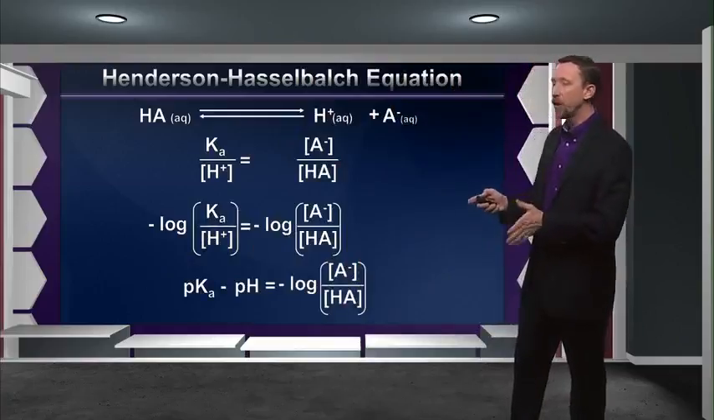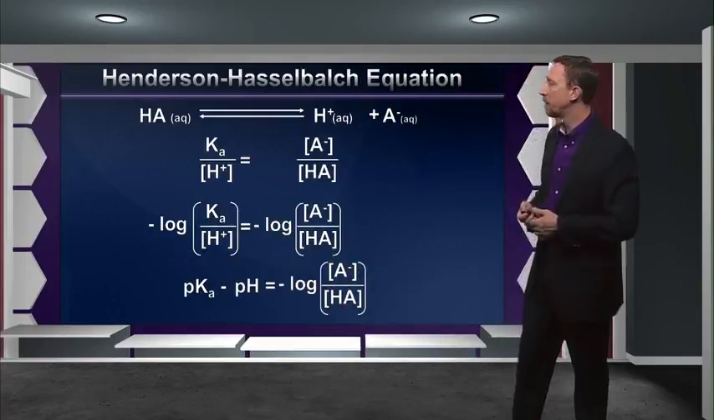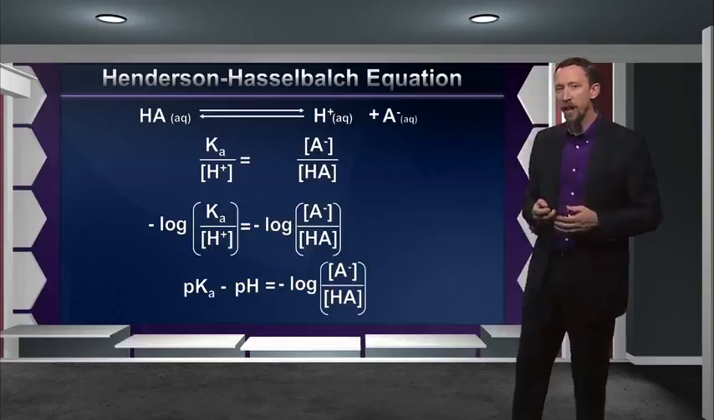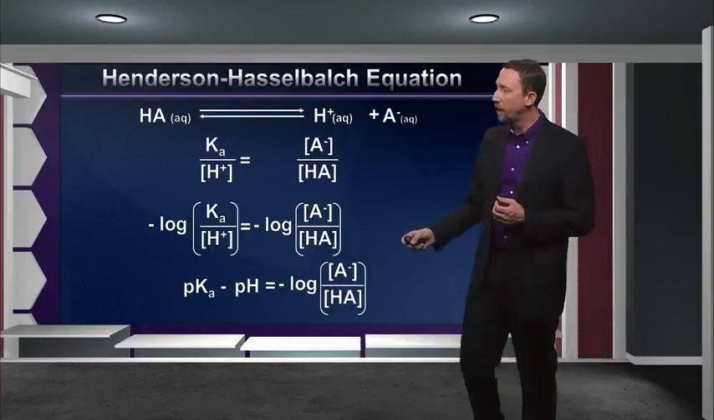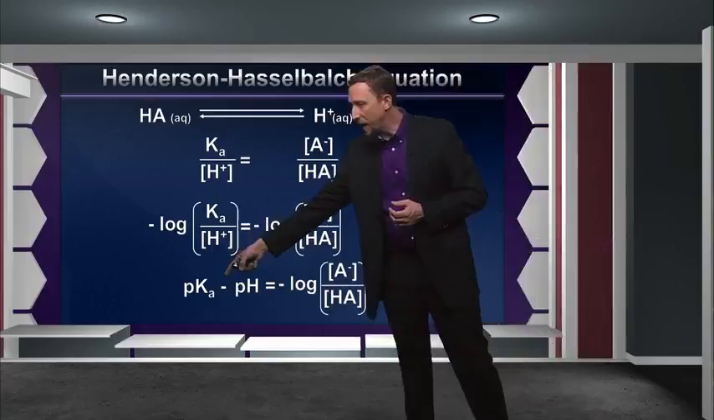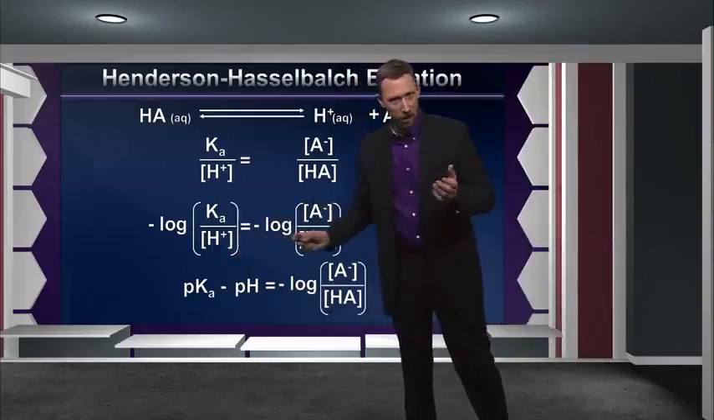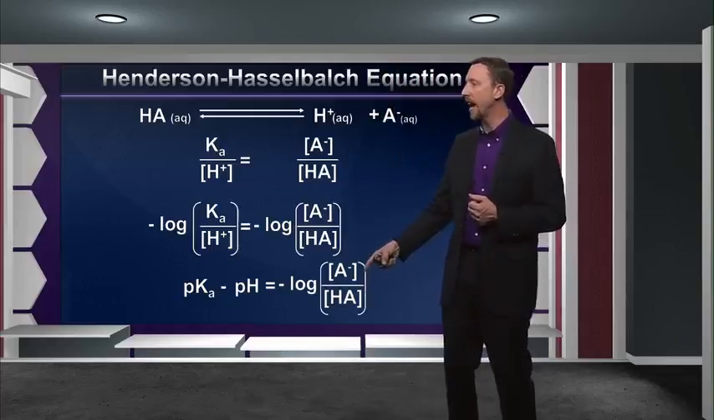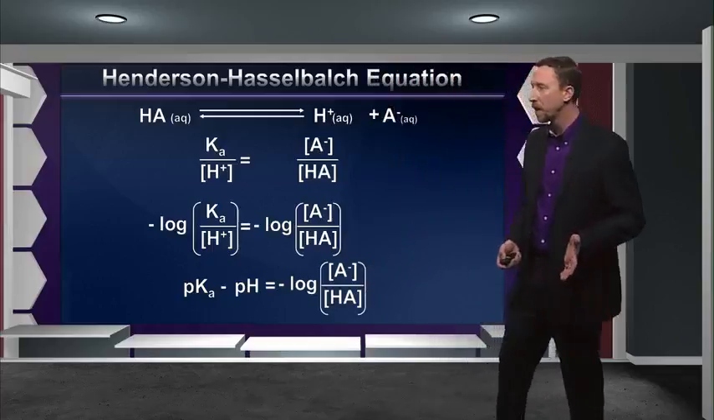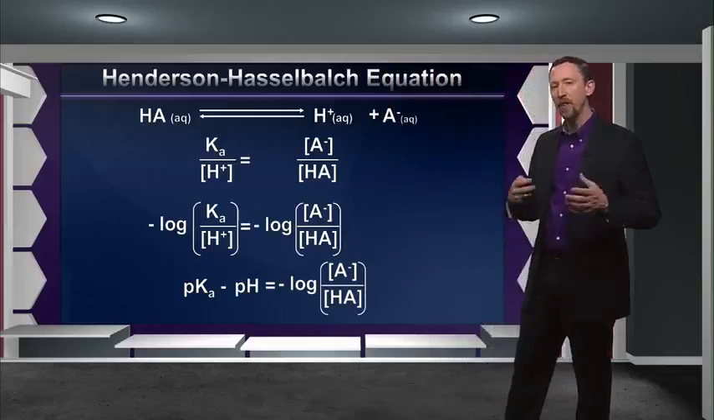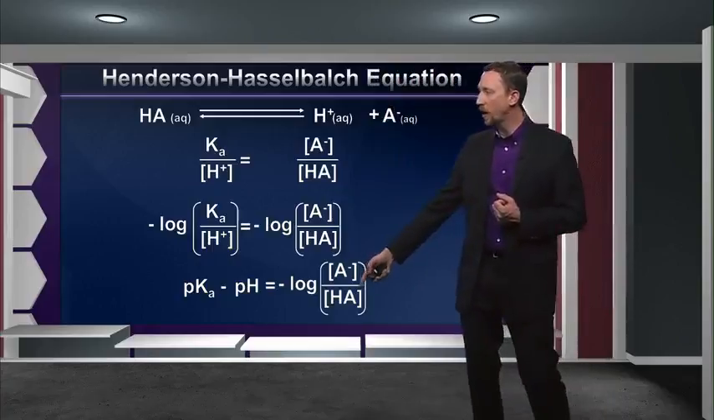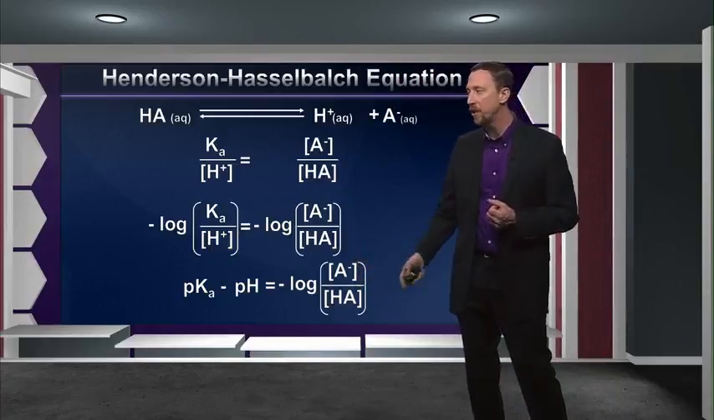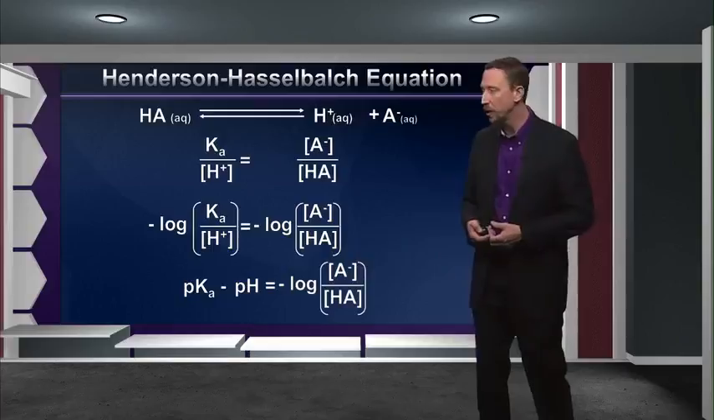So this version of the sort of rearranged, manipulated acid dissociation constant gives us a relationship among the pKa of a compound, the pH of the solution that it is in, and the ratio of its conjugate acid and base concentrations. This gives us a great way to understand how a ratio or a combination of a conjugate acid and base will drive the pH behavior of a solution.